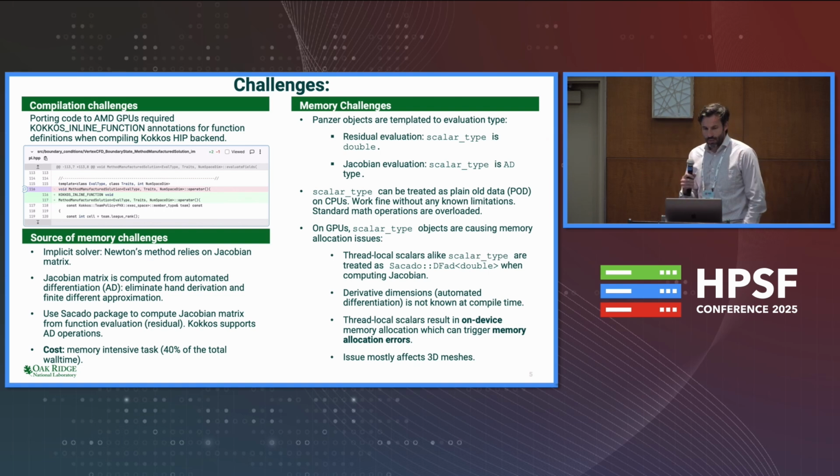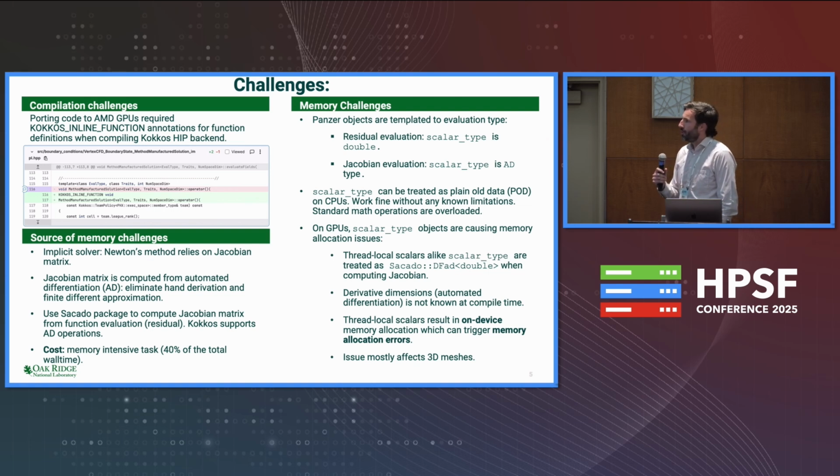The other challenge that we faced was related to the memory allocation. That one was a big one. I think we're going to have to modify probably up to 50% to 60% of the source code in order to be able to effectively run on Frontier.